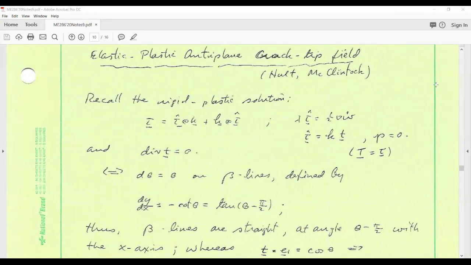So the last example problem I want to talk about in the context of small elastic and plastic deformations is a problem of crack tip plasticity. This was an example worked out decades ago by people named Holt and McClintock. McClintock was a well-known professor at MIT in mechanical engineering.